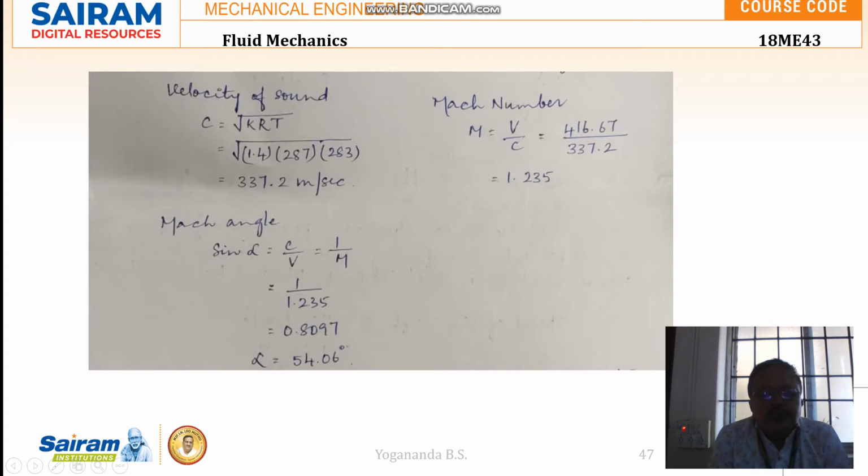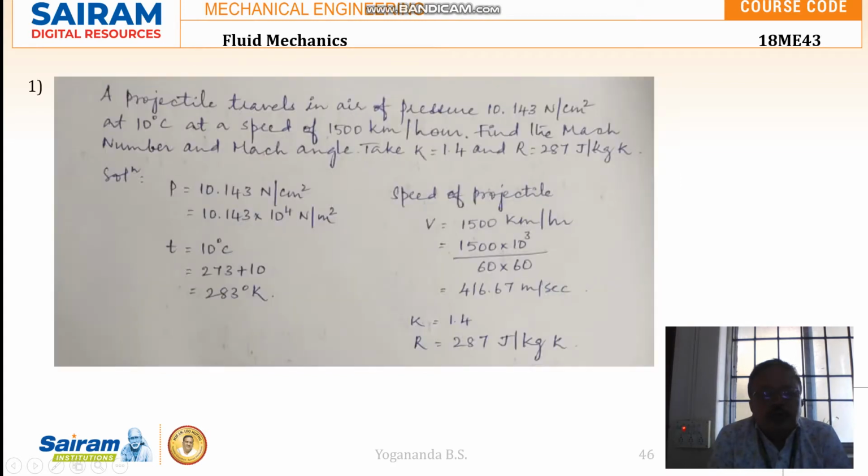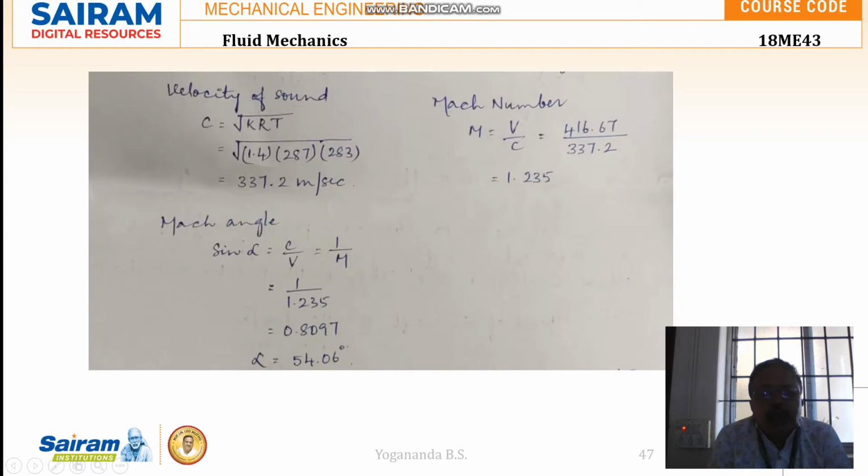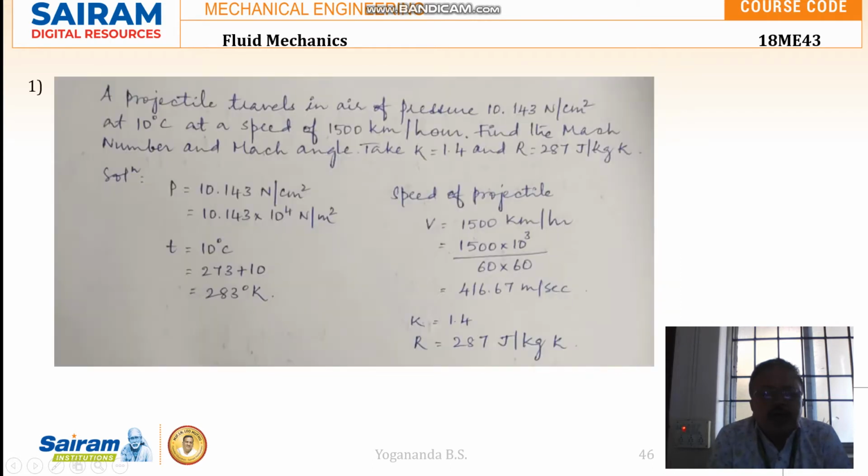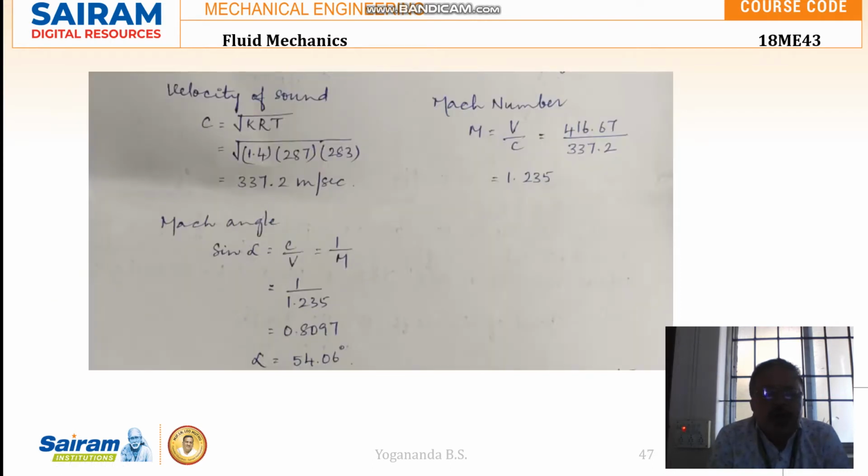Now the Mach number, M is equal to V by C. Substituting V and C, we get the Mach number. It is also asked to calculate the Mach angle. The Mach angle: sin alpha is the ratio of C by V, which is the reciprocal of the Mach number, 1 by M, because M is equal to V by C. So C by V is nothing but 1 by M. So we get sin alpha, and alpha is 54 degrees. So that is the Mach angle.